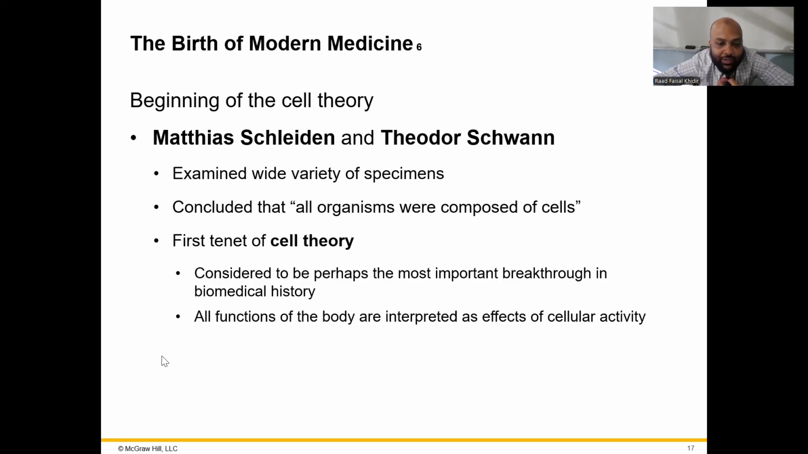And we know that cells only come from other cells by cell division. Cells don't come out of nowhere. So cells come from older cells. Same thing, organisms come from other organisms. So we come from our parents. Our parents come from our grandparents. Our grandchildren came from our children, and so on. Same thing with the cell. Cells come from older cells, from other cells that preceded them. All functions of the body are interpreted as effects of cellular activity.